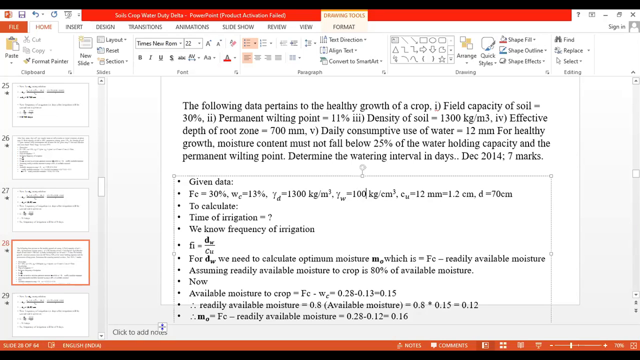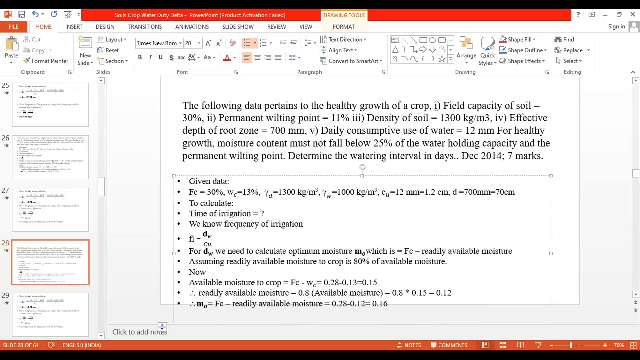Check whether that is right: 1000 kg per meter cube. Consumptive use is given to us. How much have they given? Consumptive use is 12 millimeters, that is 1.2 centimeters. Then the root zone depth D they have given us is 700 millimeters, that is equal to 70 centimeters. How come it is not 7 centimeters? Right, it is hundreds, so it is 70 centimeters.